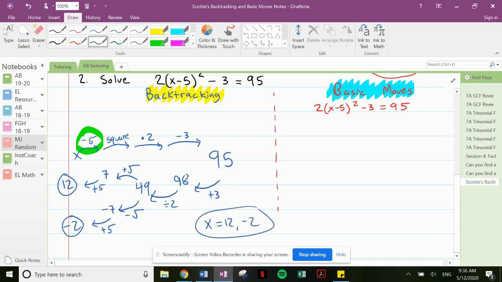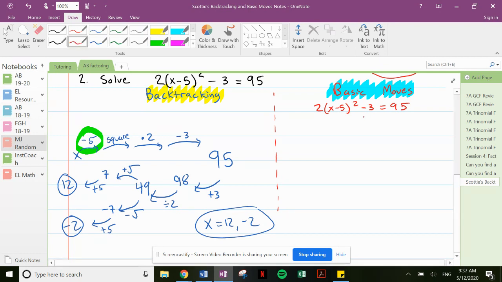Notice it's not just the positive and negative of one value, because after we square root, we add 5 to 2 different opposite values. So you're not just going to get like plus or minus 4 for something like this. You get 2 totally different answers.